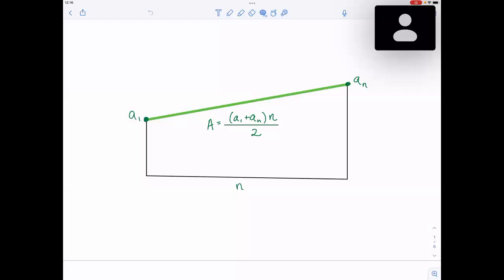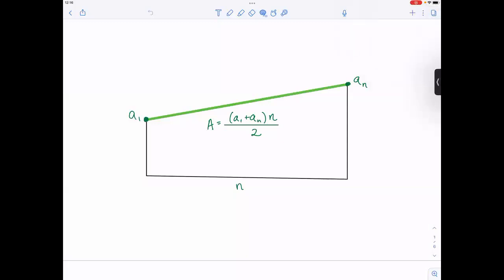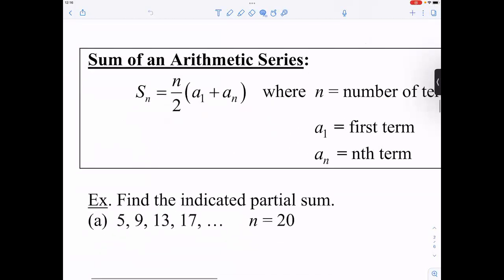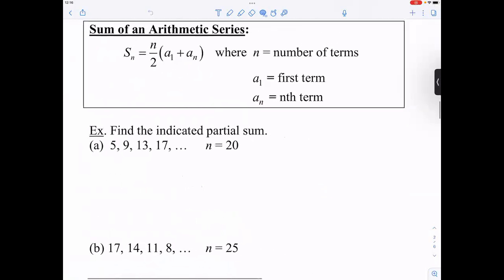Okay. So for now, I just want to make sure that you have a little idea of trapezoid. You can visualize things as a trapezoid. And if you can visualize it, then this equation is very easy to stick in your head. Okay. So now let's look at a couple examples here.